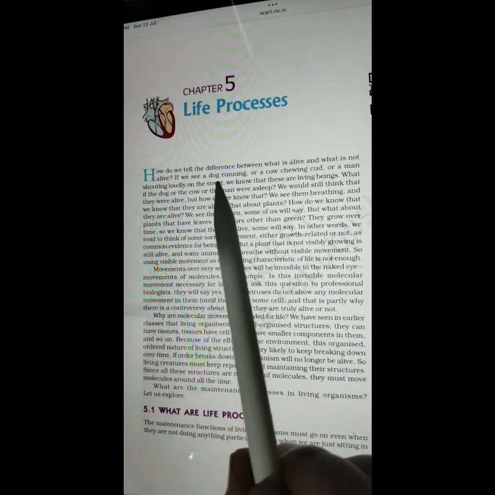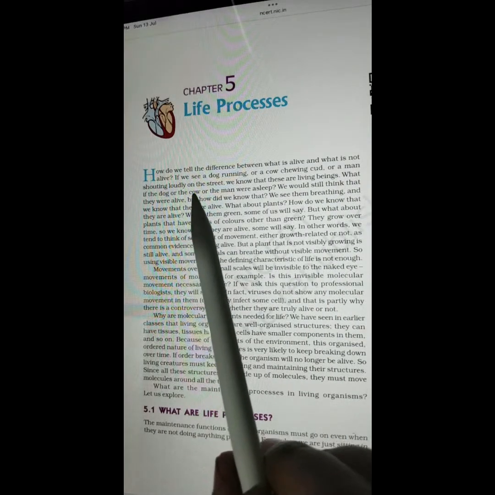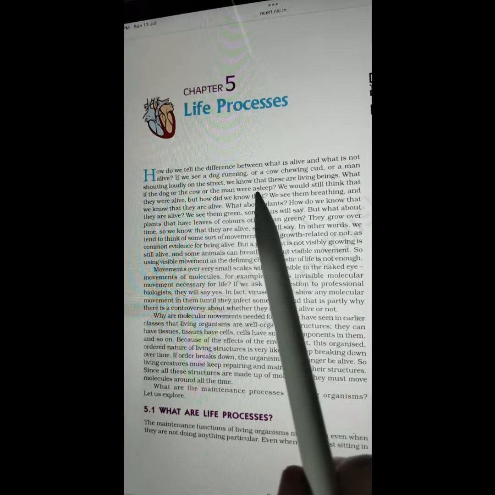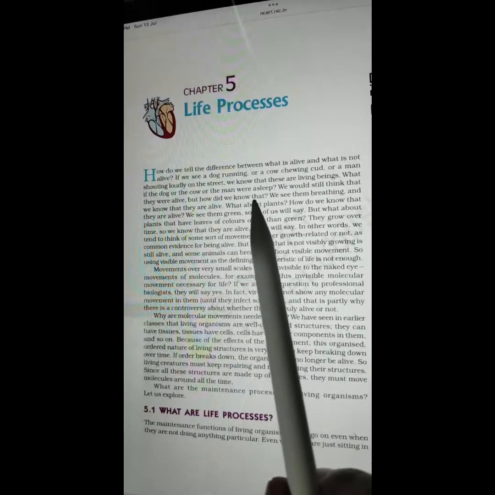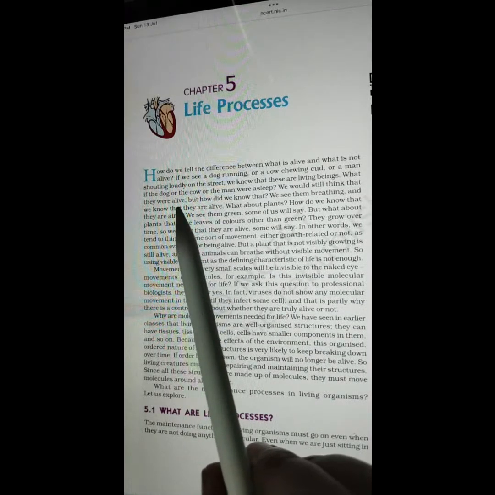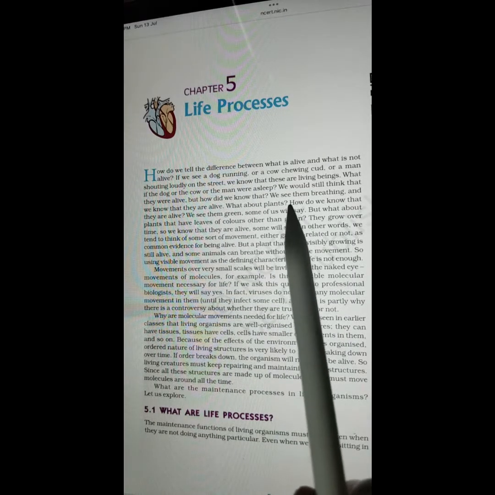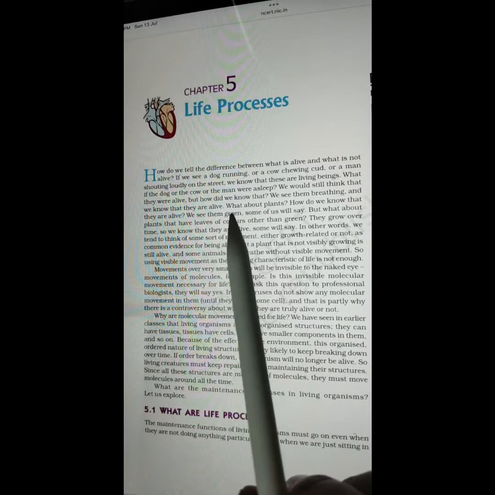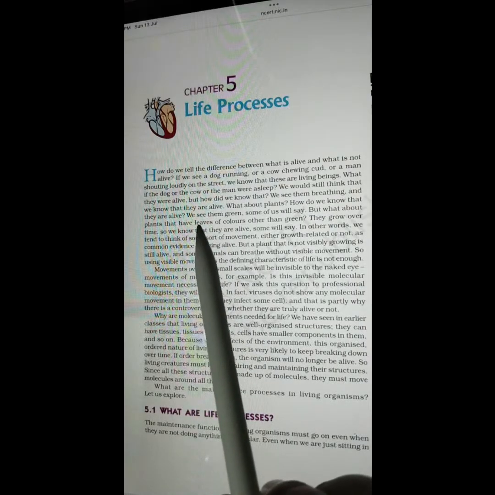How do we tell the difference between what is alive and what is not alive? If we see a dog running, or a cow chewing cud, or a man shouting loudly on the street, we know that these are living beings. What if the dog or the cow or the man were asleep? We would still think that they were alive. But how did we know that? We see them breathing and we know that they are alive.